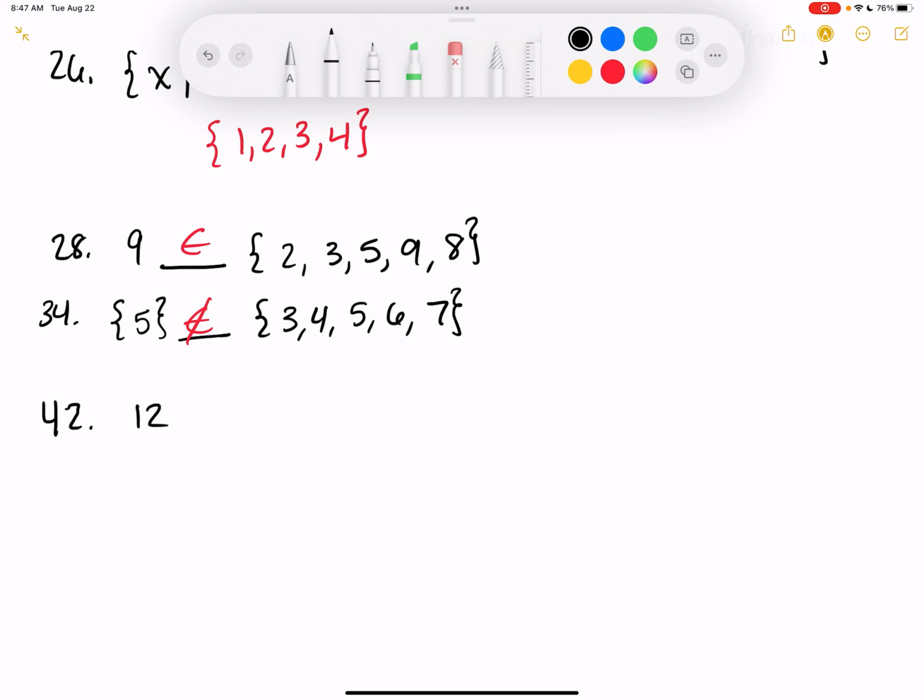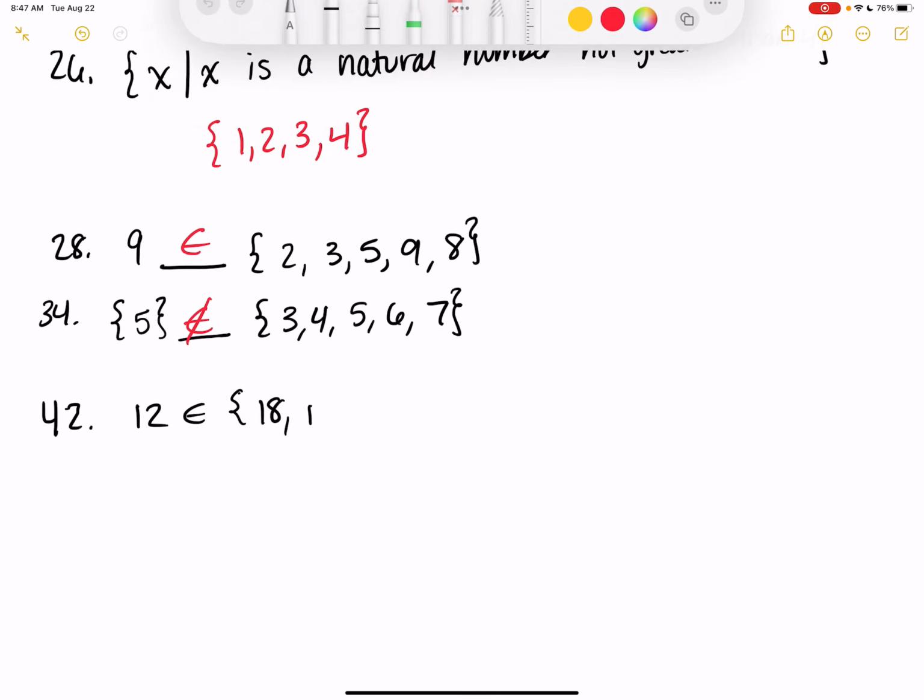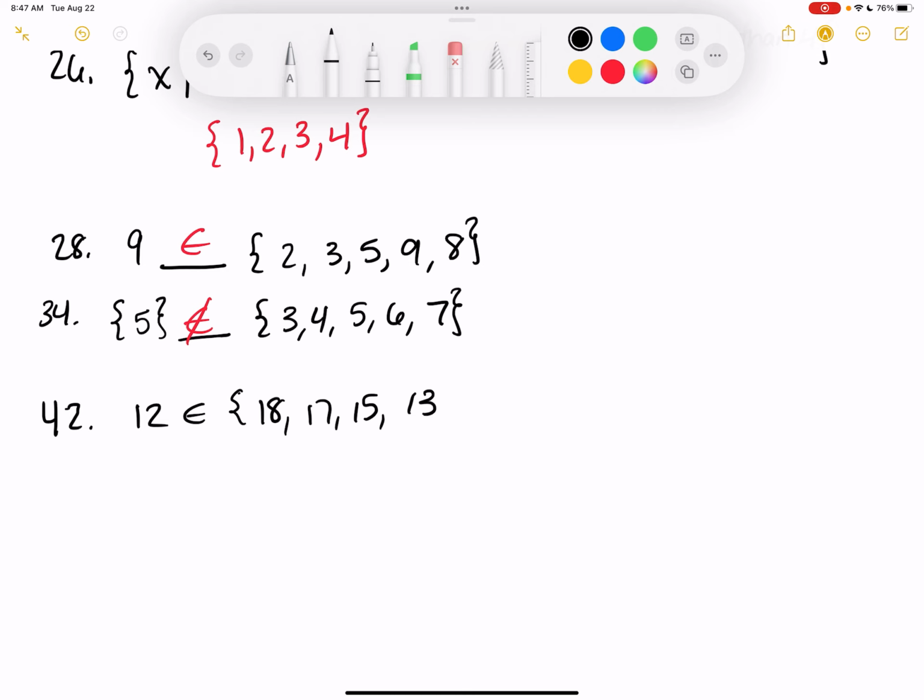42, 12 is an element of the set 18, 17, 15, 13, 12. So is that true or false? True.